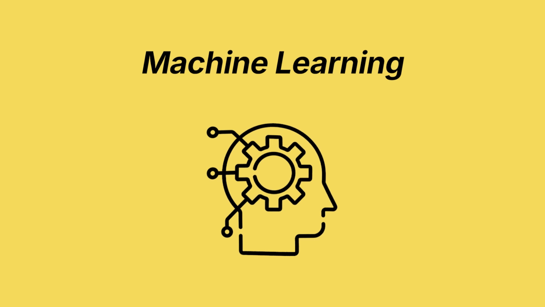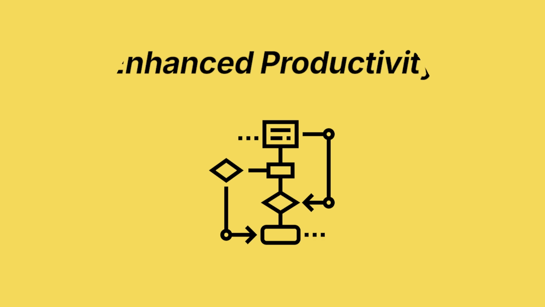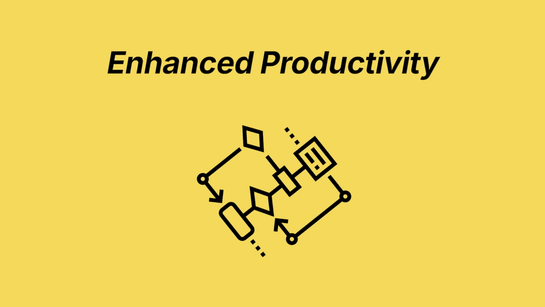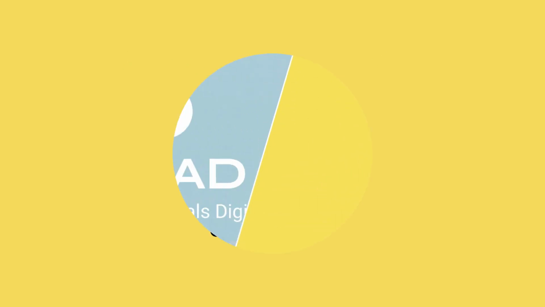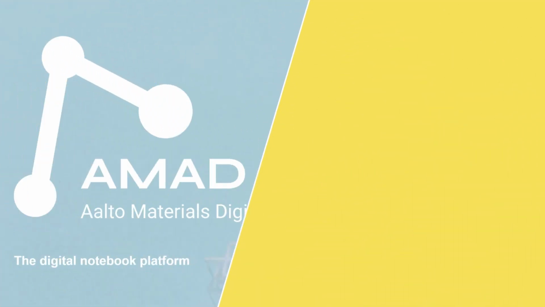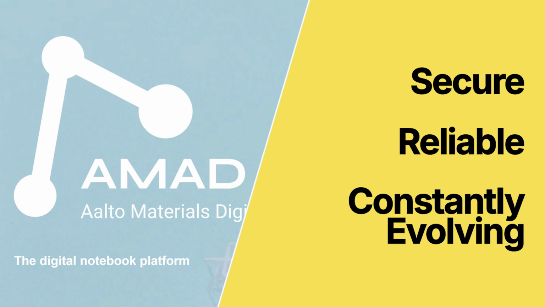Next, AMAD integrates data sharing with machine learning. For example, researchers upload experimental data to AMAD, where collaborators can apply machine learning to guide further experiments. Furthermore, researchers can automate complex calculations and processes, streamlining their workflows and enhancing productivity. Finally, AMAD is secure, reliable, and constantly evolving based on your feedback.